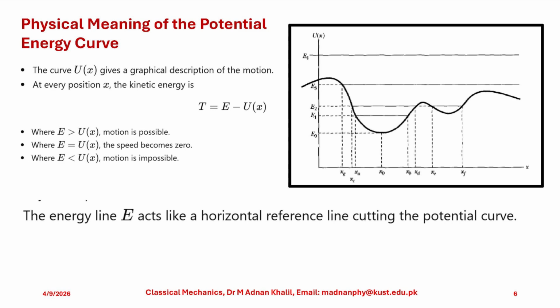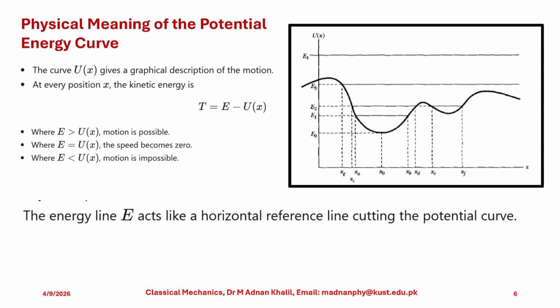Now, this is important conceptually. The potential energy curve is not just a graph, it is a map of the motion. At every position x, the kinetic energy can be described as E minus U of x, that is, total energy minus the potential energy. So, if the total energy is greater than the potential energy, then for those points T is greater than 0, that is, the particle can move there.